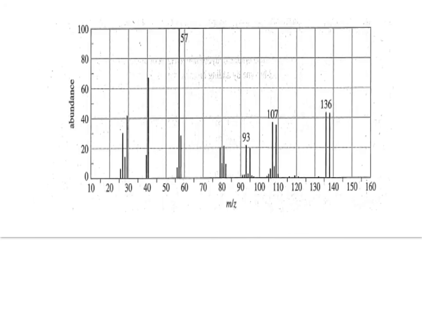Okay, so when we look at this, we see that this 136, that's M, and then the M plus 2 are equal height. So that's going to tell you right there, you've got bromine. And then the other peak here, you take 136 and you subtract bromine's molar mass, 79, and you're going to get 57.